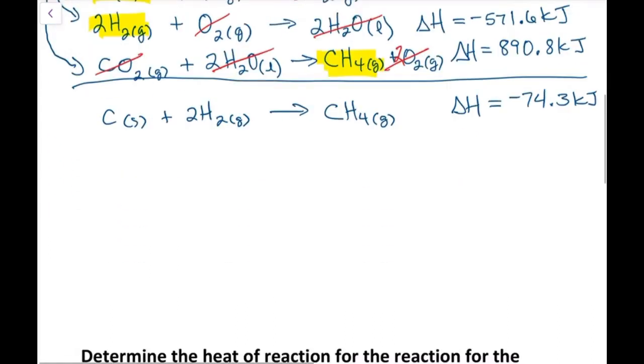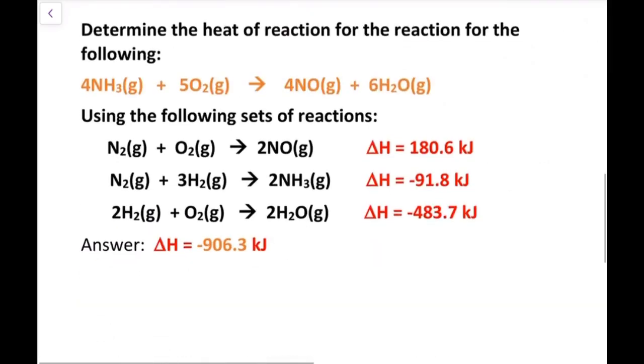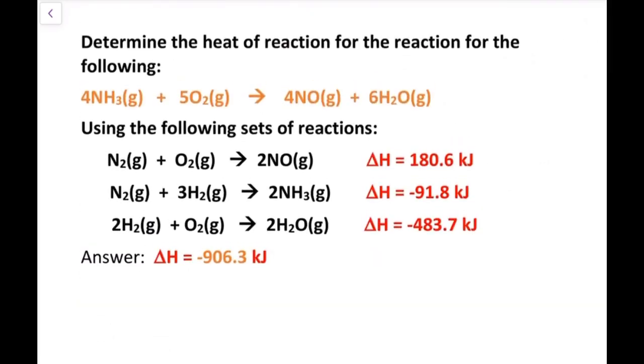So let's try one more. It says determine the heat of the reaction for the reaction shown. So this one here in orange. If we have all of this information, okay. Now I want to give you one hint, and I'm going to let you try this on your own. You can see what the answer should add up to, negative 906.3, when you're all done.